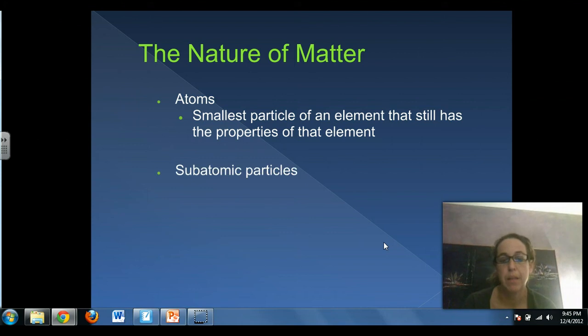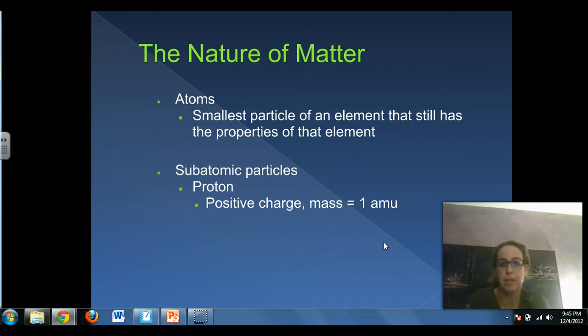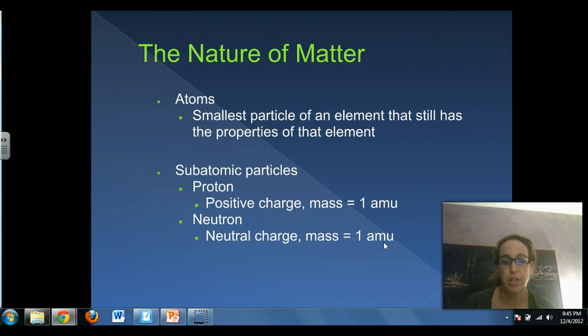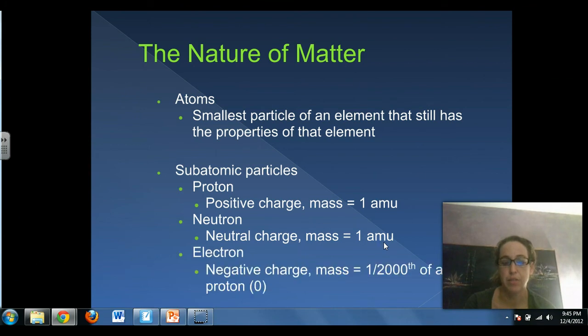There are 3 subatomic particles in an atom, and those are the proton, which has a positive charge and has a mass of 1 AMU, atomic mass unit. AMU stands for atomic mass unit. So it's a positive charge, it has a mass of 1 atomic mass unit. Neutron is the next one. Neutron has a neutral charge and its mass is 1 AMU. An electron has a negative charge, and its mass is like 1/2000th of a proton. So we really don't consider the mass of an electron at all. We usually say that it's 0.